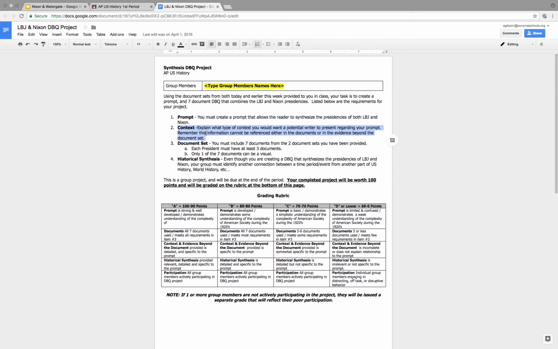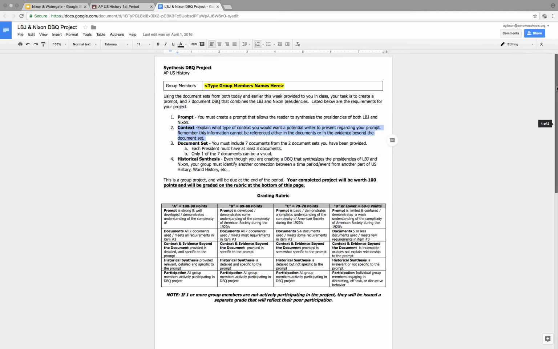And then the last thing you do is, once you tell me why you picked the documents, you need to write a historical synthesis that synthesizes the presidencies of LBJ and Nixon, but then you have to connect that comparison of LBJ and Nixon to another time period or event in U.S. or world history. Those are the 4 things that you have to do with this project.